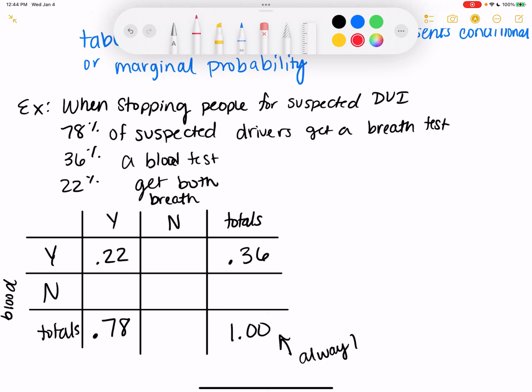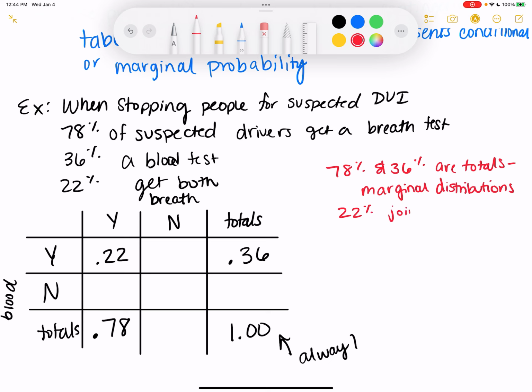Just a note though, the 78% and 36% are totals, or what we were calling early on last semester marginal distributions. So I just want us to remember that term. And the 22% that have both is called a joint distribution.